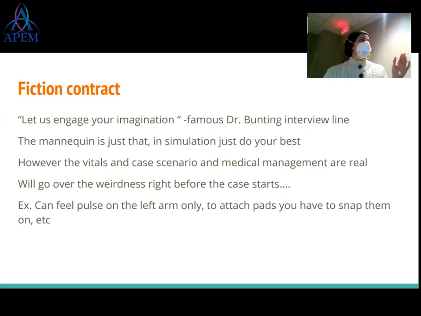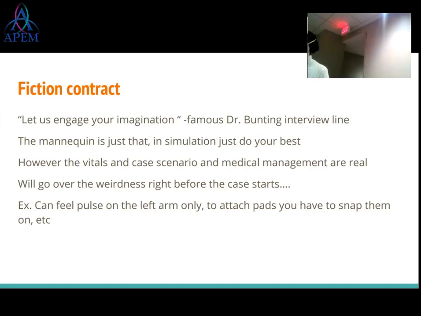The fiction contract: let us engage your imagination, right? This is what Leo would always say to our people during the interviews about this. So basically we're going to ask the residents, and I'm going to ask you guys, we're going to walk into this room, and there's going to be a plastic doll there. I'm going to ask you to imagine that this is a real baby, because the vitals, the case scenario, and the medical management will all be real. And we'll go over the weirdness.